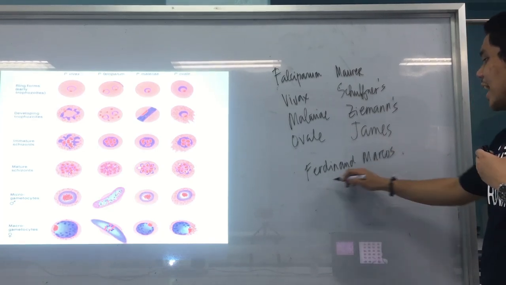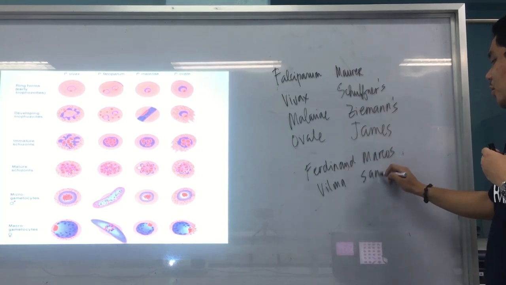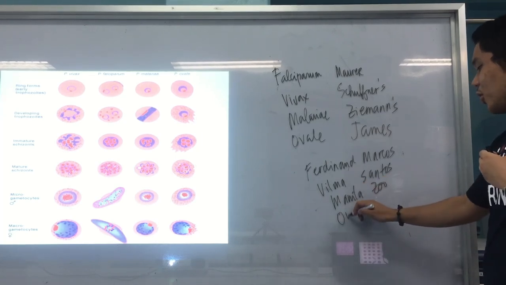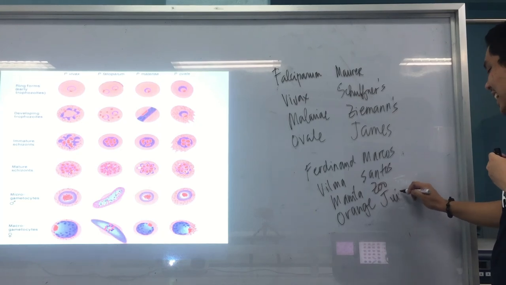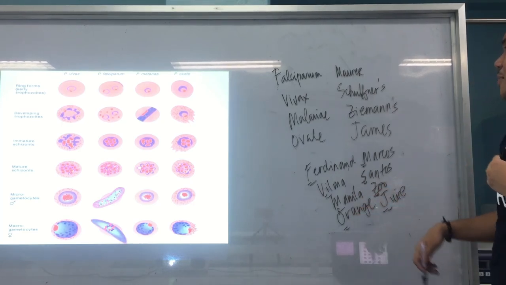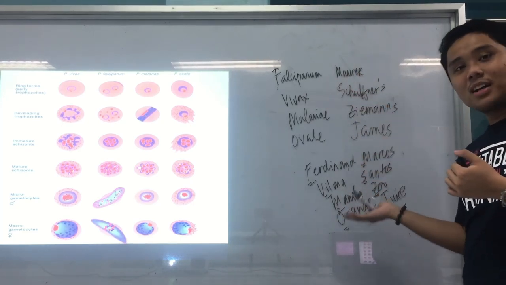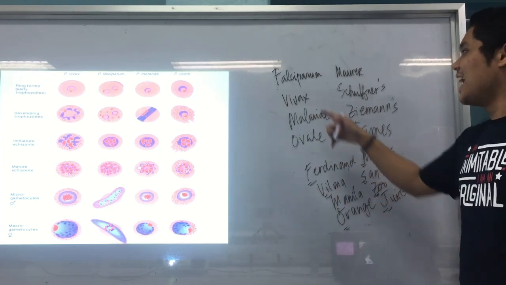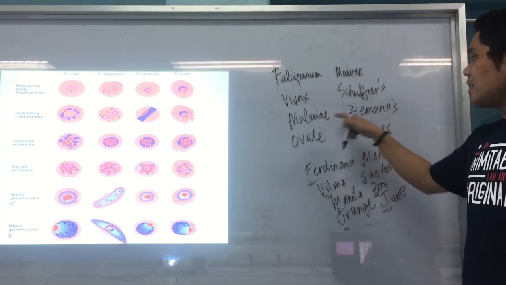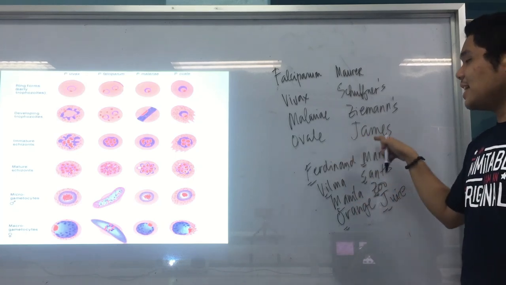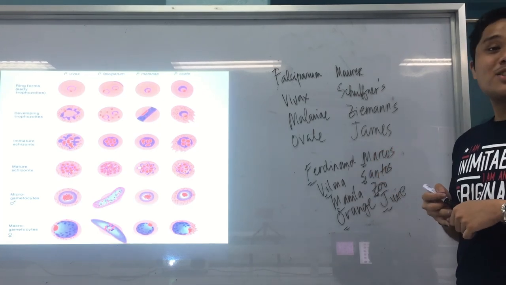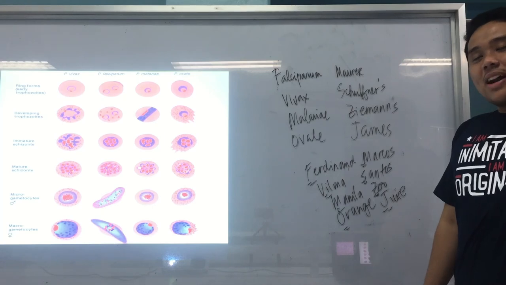Ferdinand Marcos and Vilma Santos, di ba, went to Manila Zoo to drink orange juice. O, di ba? Ayan, FMVSMZOJ. So, falciparum Maurer's dots, Ferdinand Marcos. Okay, vivax Schüffner's, Vilma Santos, di ba? Malariae Ziemann's, Manila Zoo, and lastly, of course, ovale and James, orange juice. So, Ferdinand Marcos and Vilma Santos went to Manila Zoo to drink orange juice. Mga nonsense naman ni mnemonics, but I hope it's effective.